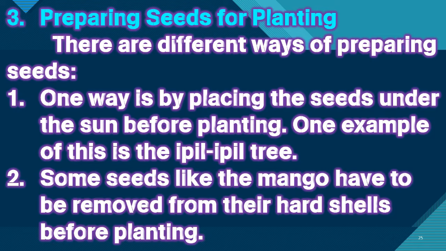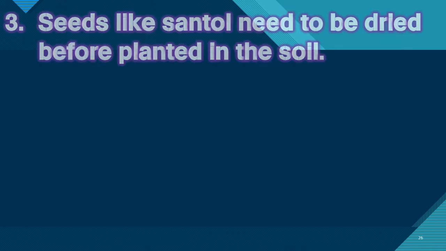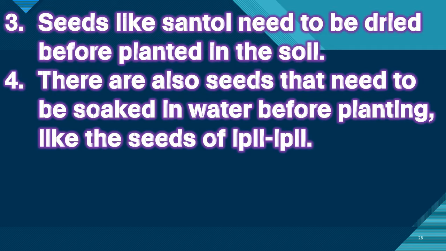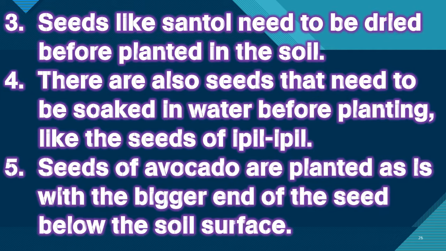Some seeds like the mango have to be removed from their hard shells before planting. Seeds like santal need to be dried before planted in the soil. There are also seeds that need to be soaked in water before planting, like the seeds of EPP. Seeds of avocado are planted as is with the bigger end of the seed below the soil surface.